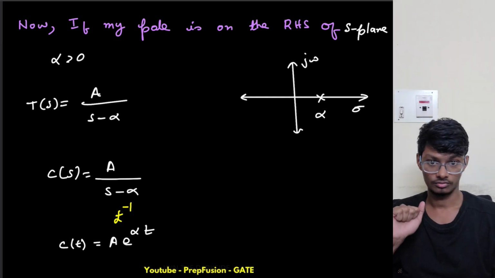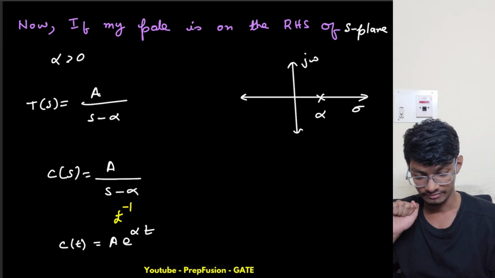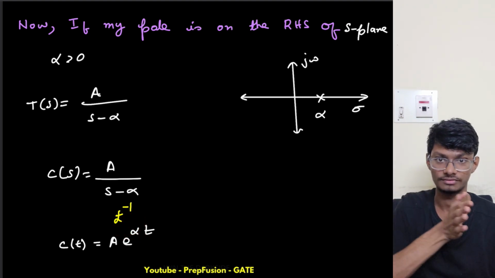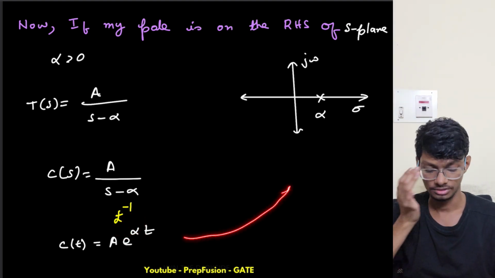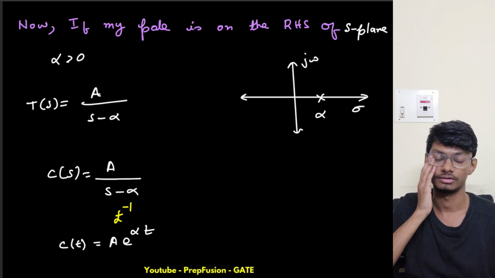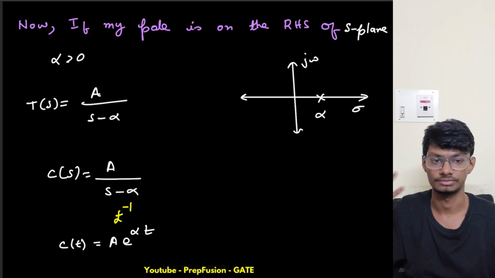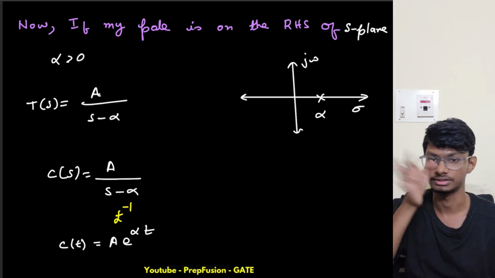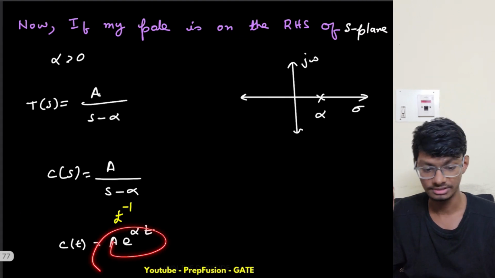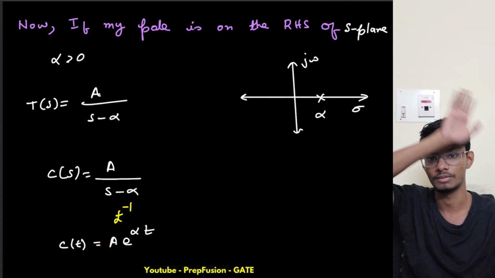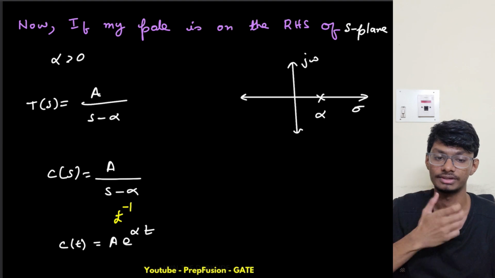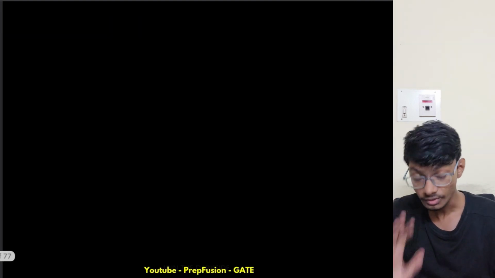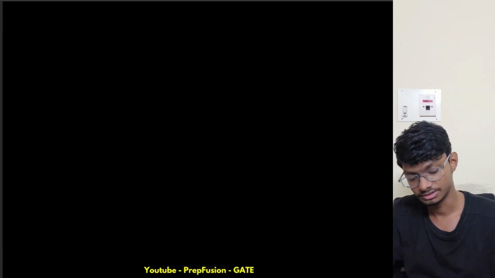Now can you see one thing, that alpha is positive and t is also positive. So what will happen, it will go unbounded. For a bounded input, like an impulse, which at t goes to infinity is 0, I'm getting some unstable signal, it is going up and up. So that's why it makes the system unstable.